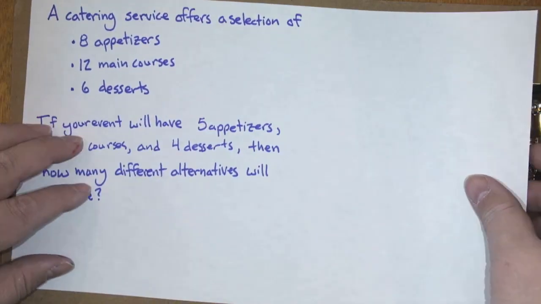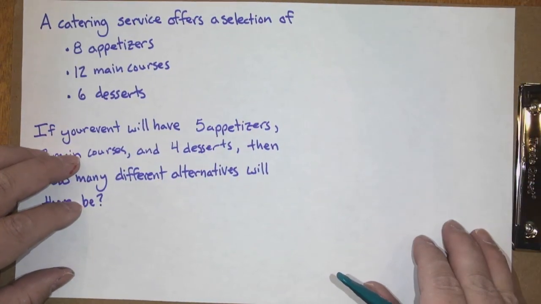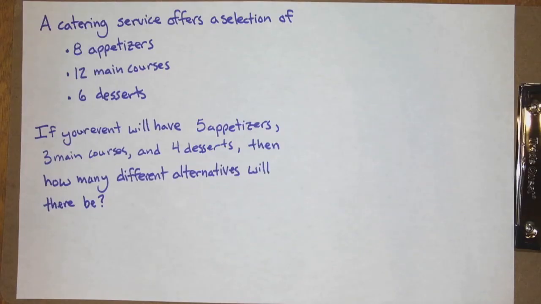So, a few more. We have time for one or two more. A catering service offers a selection. So there's this event going on. This happens a lot. They have a big menu, and you're going to pick a sub-menu out of it. They have 8 appetizers that they could make. They have 12 different main courses. That's pretty good. Nice selection there. And 6 different desserts.